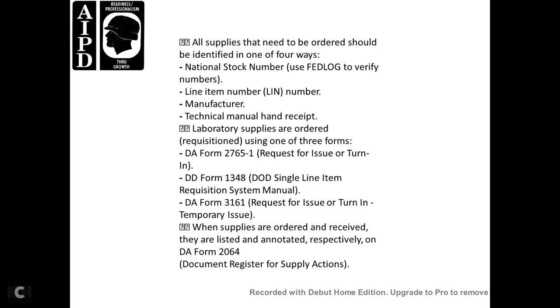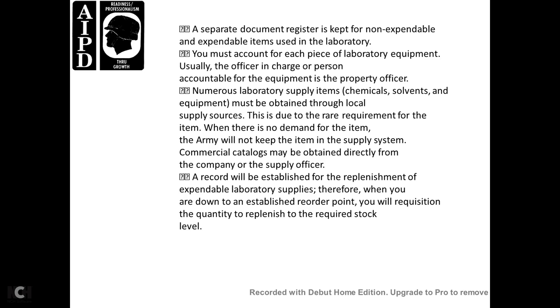When supplies are ordered and received, they are listed and noted in respective DA Form 2064, the document register for supply actions. A separate document register is kept for the non-expendable and expendable items used in the laboratory. You must account for each piece of laboratory equipment, usually by the person in charge. Accountability of equipment is the property officer's. The number of the laboratory supply item must be obtained with the local support supplies.